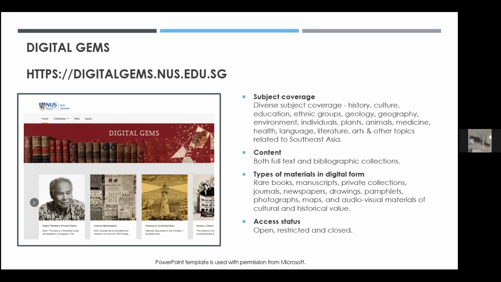Just to cover some background info first, Digital Gems is an online database that houses a variety of subject materials, and it includes both full text and bibliographic collections. These materials are either born digital materials, meaning that they exist originally as digital documents such as PDFs, or they were print documents such as rare books, manuscripts, private paper collections that we scan and digitize and make available as digital materials for you all to refer to.